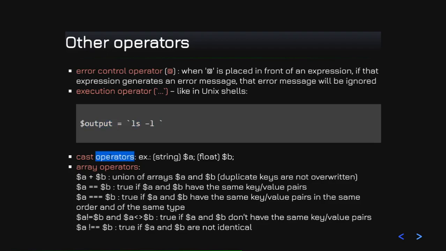We have cast operators, where you specify the type in round brackets. We have array operators. This one performs the union of arrays A and B, meaning that duplicate keys are not overwritten. This one checks whether these two arrays have the same key value pairs. This one checks whether they have the same key value pairs, in the same order and of the same type. This one is true if A and B do not have the same key value pairs, and this one is the opposite of the identity operator.